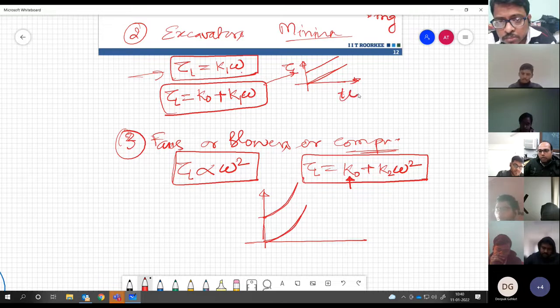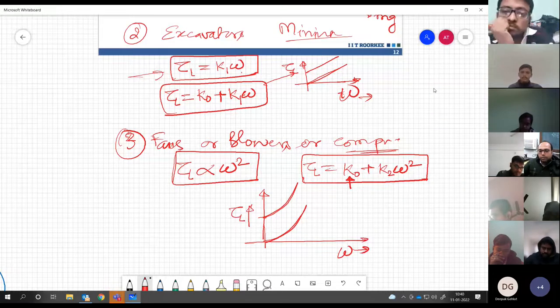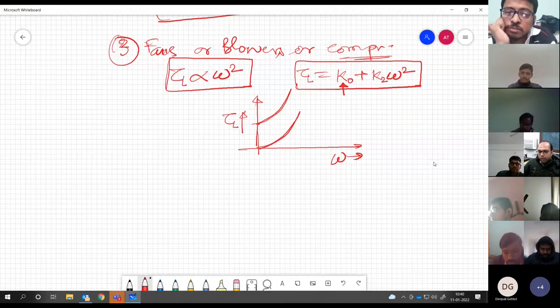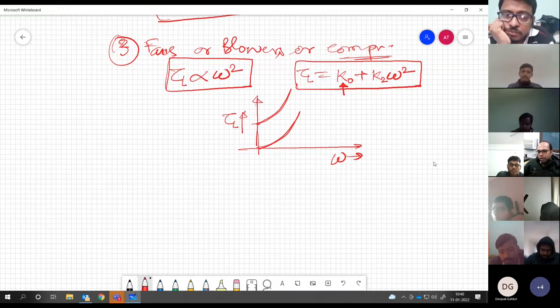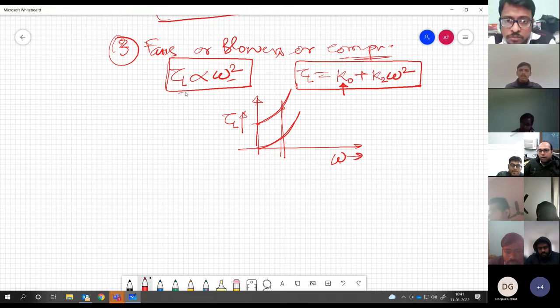Sorry, here it should be omega, not time. We are talking with respect to omega. You understand the point? So in any application where you are going to involve fans or blowers or compressors, you need to be ready for what speed you can operate up to. The load torque is going to increase with this omega square relationship. So you need to be prepared for up to what speed you are operating and then what torque you may face. Correct? The system should be suitably rated for that.